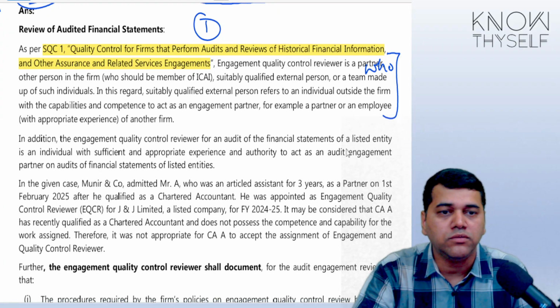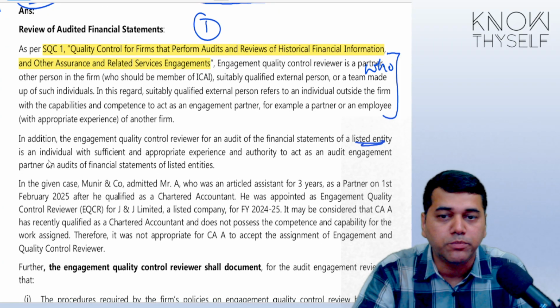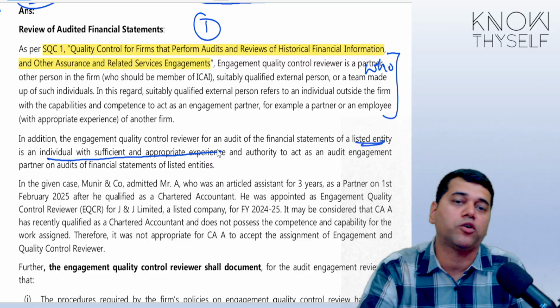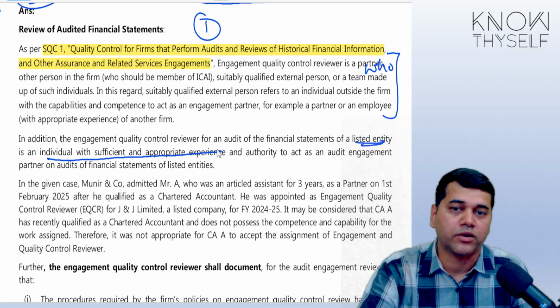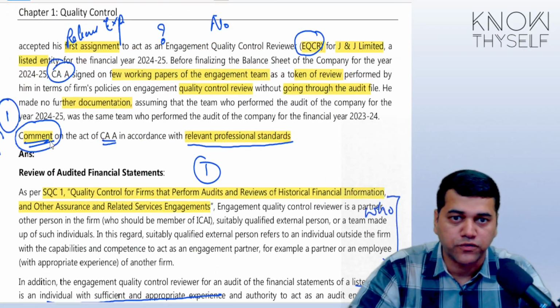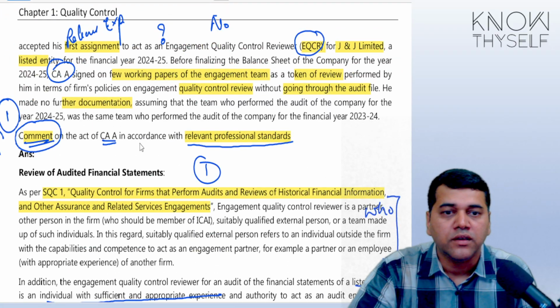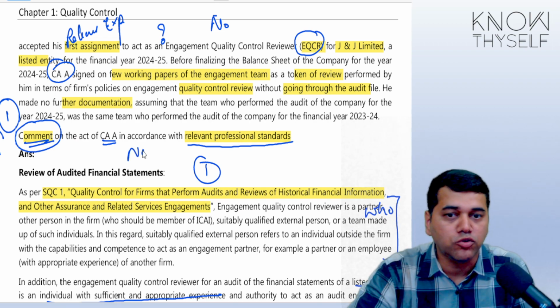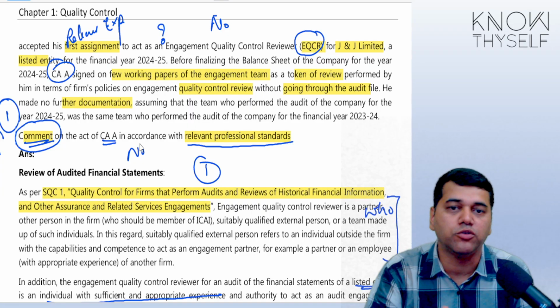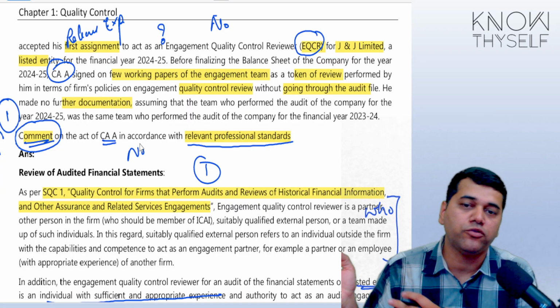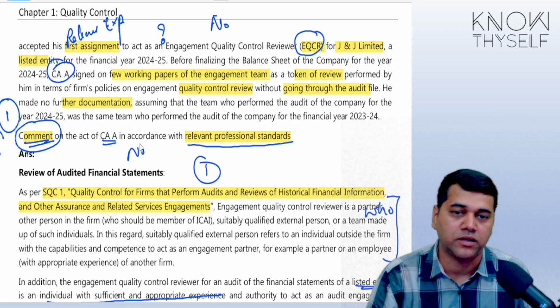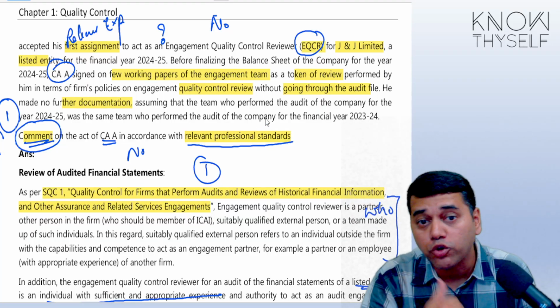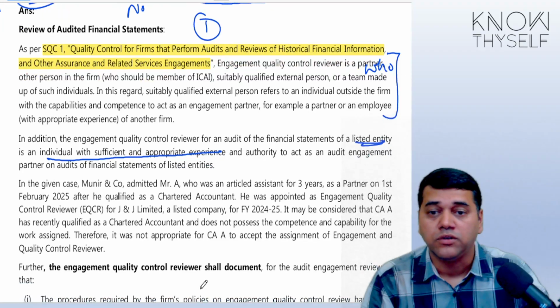Then, in the case of a listed entity, you should be an individual with sufficient and appropriate experience. So there are primarily two issues. First issue is whether he can be appointed. The answer is no. He should have told his boss, please don't appoint me. SQC1 says some experienced person is required. The second issue is he didn't do the documentation. So this is the first part.